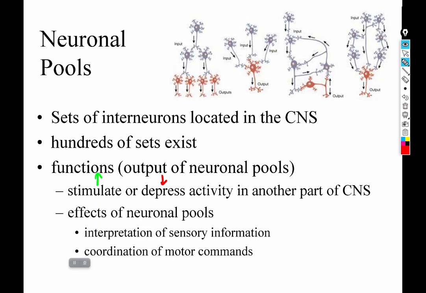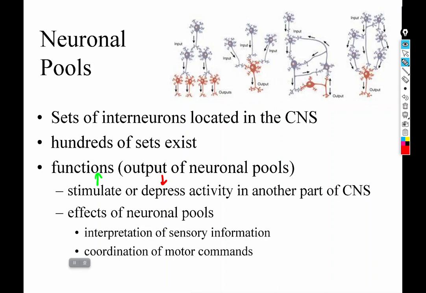An example of that might be a structure in your brain called the reticular formation, and part of the reticular formation's job is to suppress your somatic motor activity while you're sleeping. That is specifically designed to help you not sleepwalk and thus endanger yourself while you're asleep. So the reticular formation neuronal pools would be gathering information about you being asleep, and then the output would be depressing the activity of somatic motor neurons so that you don't walk and throw yourself down the stairs, for example.